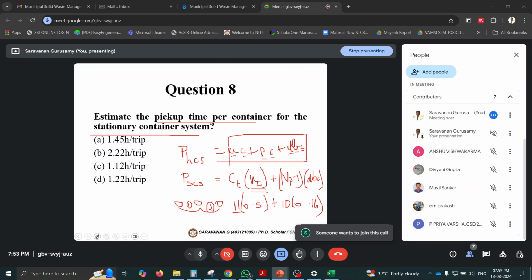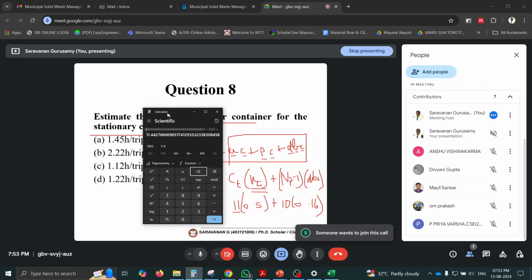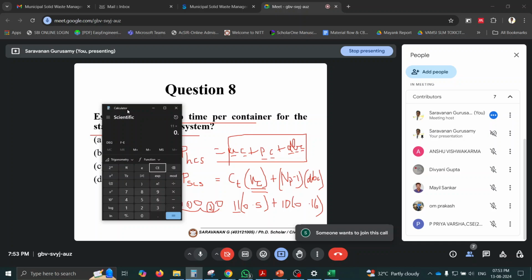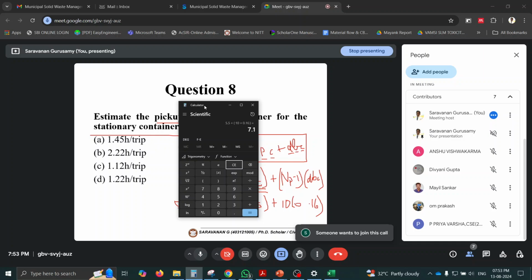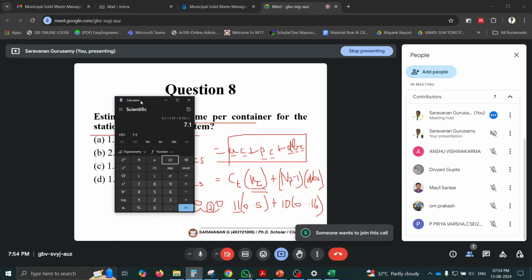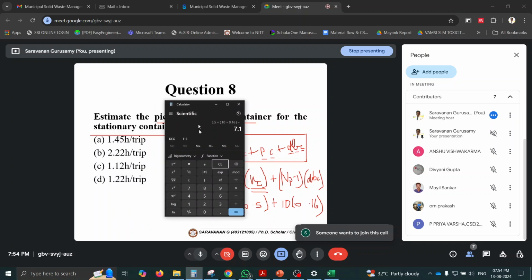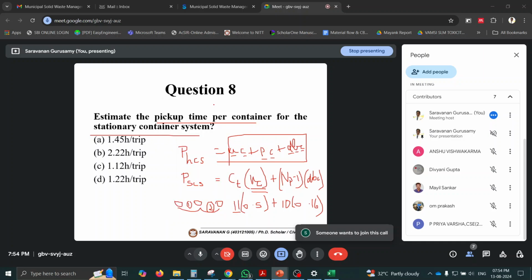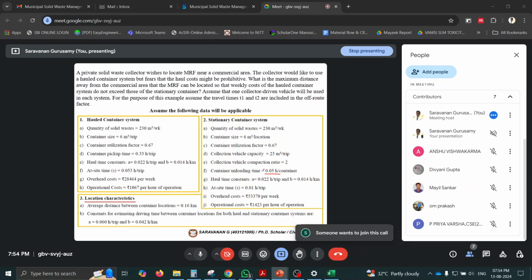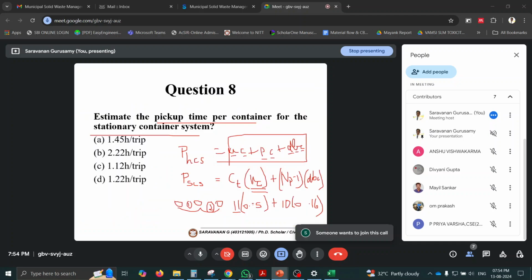What is the value? 11 into 0.5 plus 10 into 0.16. So answer is 7.1. Sorry, is that 0.16? 11 into 0.05. Sorry, it's 0.05. 10 into 0.0067.